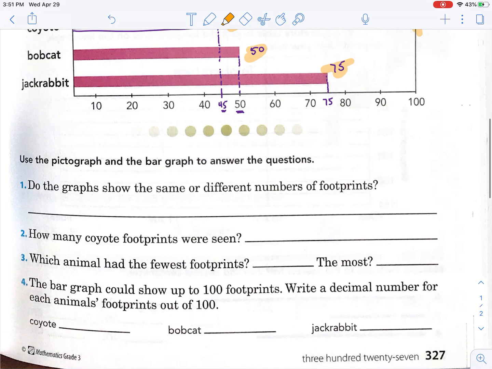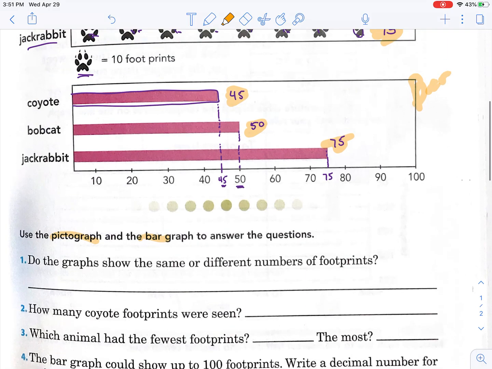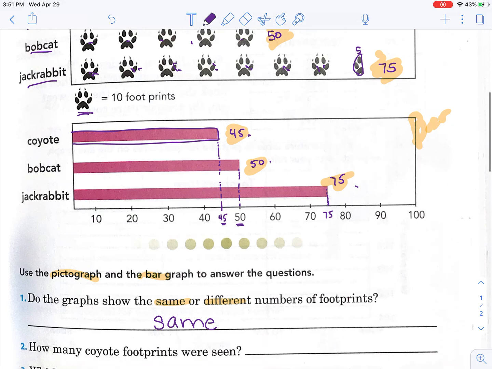Let's move on. Answer the questions about those things. So it says use the pictograph and the bar graph to answer the questions. Do the pictographs show the same or different number of footprints? Well, because we already did this, boys and girls, we know our answer. All we're writing is same or different. Well, we know it's the same. We just saw that, right? 45, 50, 75, 45, 50, 75. Same, oops, not Sam. Sorry, Sam, it's not you. It's same.